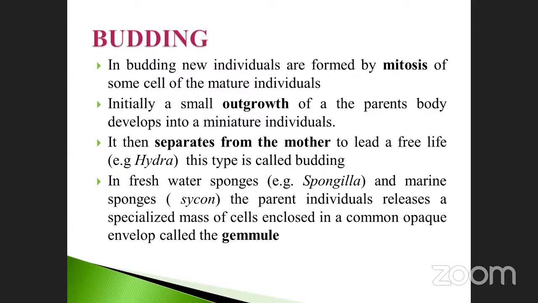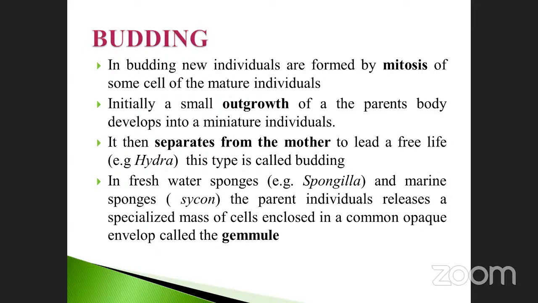When it matures, what happens? Automatically, initially a small outgrowth appears on the parent, a protrusion-like structure originating from the cell wall. That is called an outgrowth of the parent body, and it develops into a miniature individual, similar to the parent.